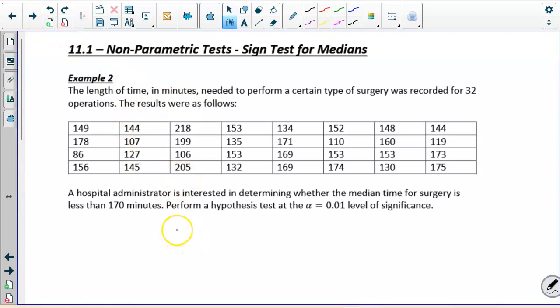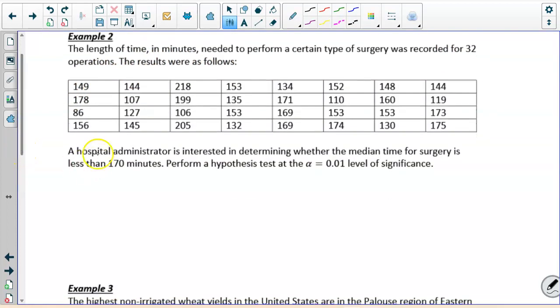And then we'll go over it together. All right, so I'm going to read it to you and then I'm going to let you try it. It says the length of time in minutes needed to perform a certain type of surgery was recorded for 32 operations. The results were as follows. A hospital administrator is interested in determining whether the median time for surgery is less than 170 minutes. Perform a test at the significance level of 0.01, okay? So how am I going to figure out my pluses or minuses to write in here?